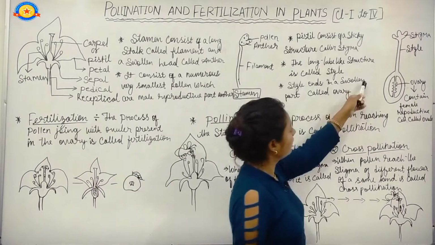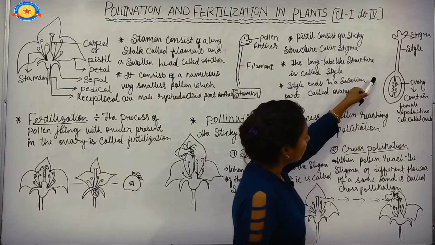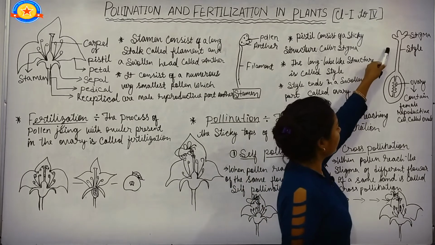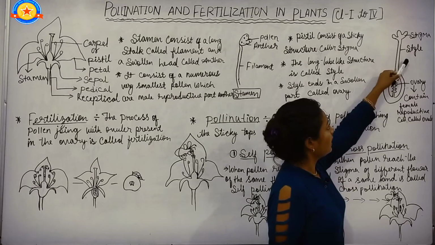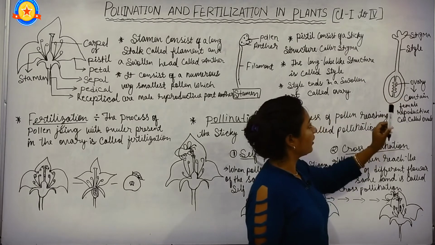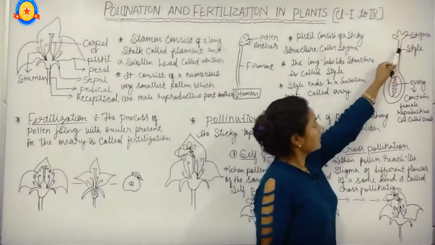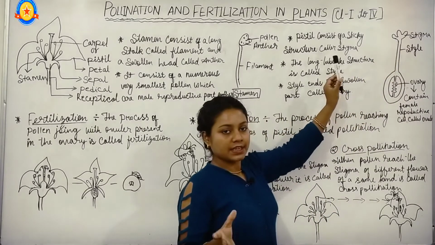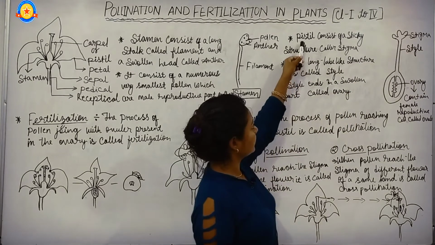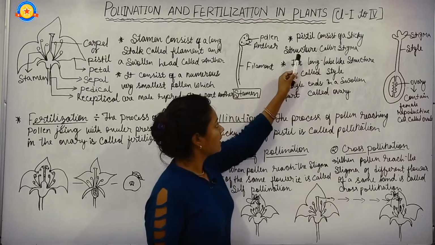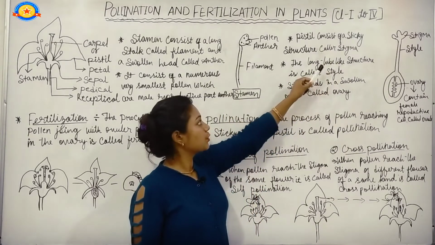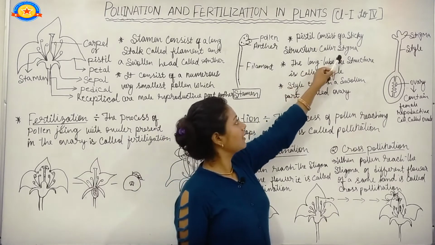Again here we have the pistil. Here we have different parts: the stigma, the style, and the ovary. The stigma is a sticky structure, so it is called the stigma. This pistil consists of a sticky structure called the stigma, as I have just told you.